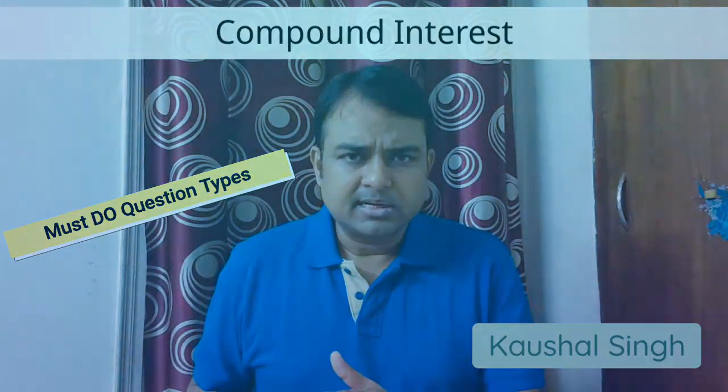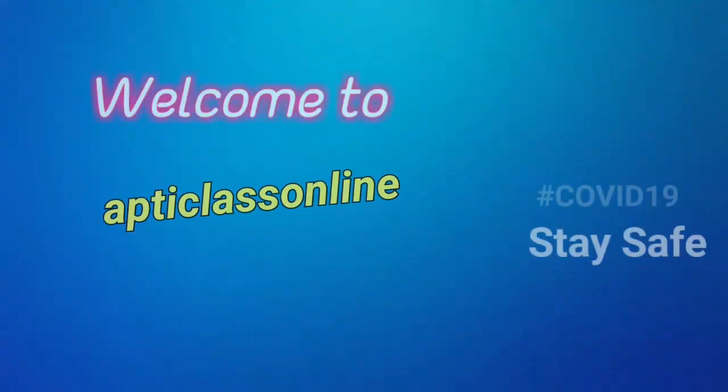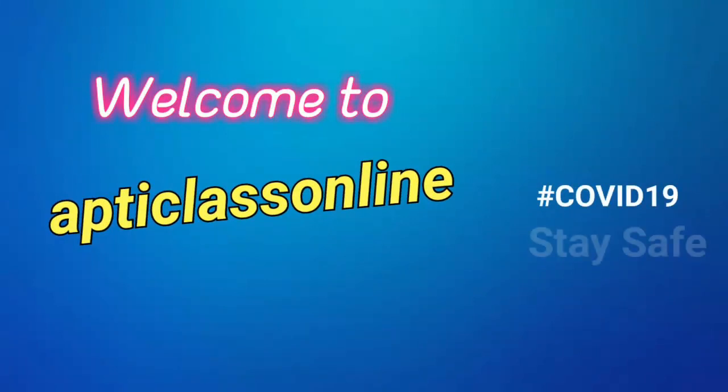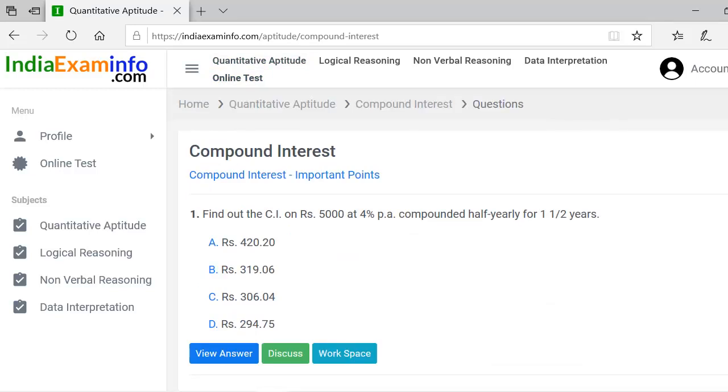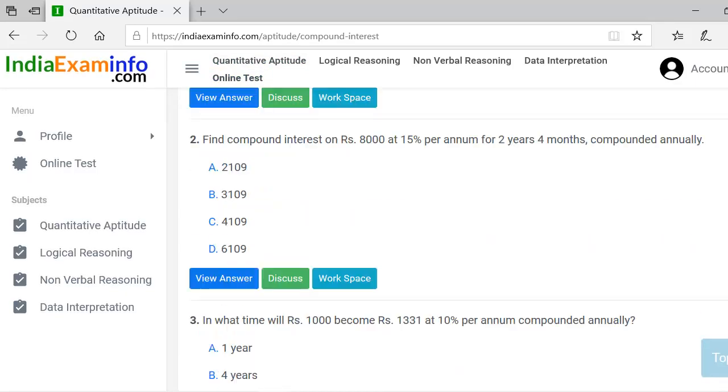Let's start. So I start an online source, a website, and then I click on compound interest, and here we have our first question.